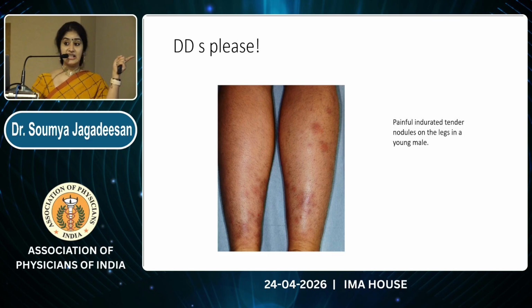And of course, another differential diagnosis for this would be erythema nodosum leprosum of leprosy. It's a type 2 reaction. But plain erythema nodosum will occur only on the shins, whereas erythema nodosum leprosum can occur anywhere on the body. And you have fever and constitutional symptoms in ENL.